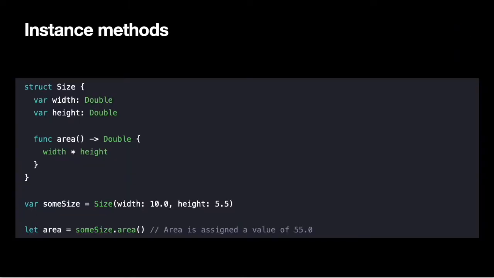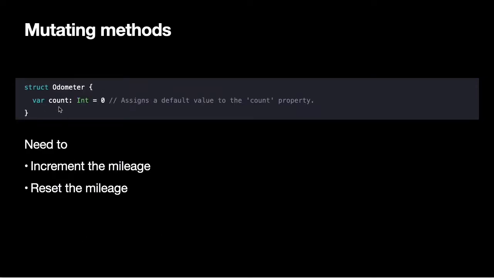The methods we've dealt with so far are instance methods. They're meant to be called on an instance. So here we have an area method which calculates the area using the width and height of a particular instance. So we create an instance of size, and then, and only then, we can execute the area method of the specific instance. Here we have a struct Odometer.